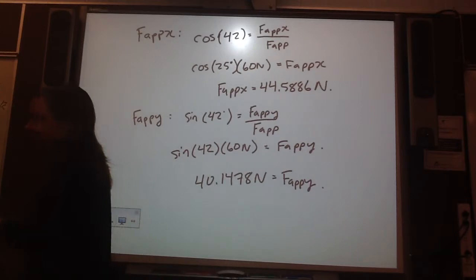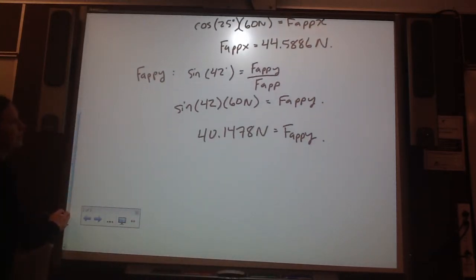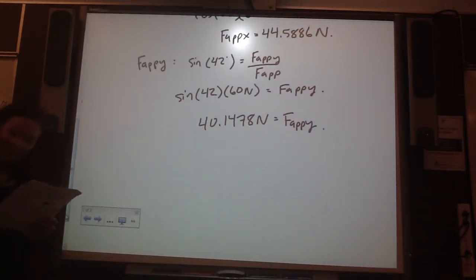or F_app, because that's more fun, right, Dylan? Yep, check your 7L in there. It's flappy. Right.